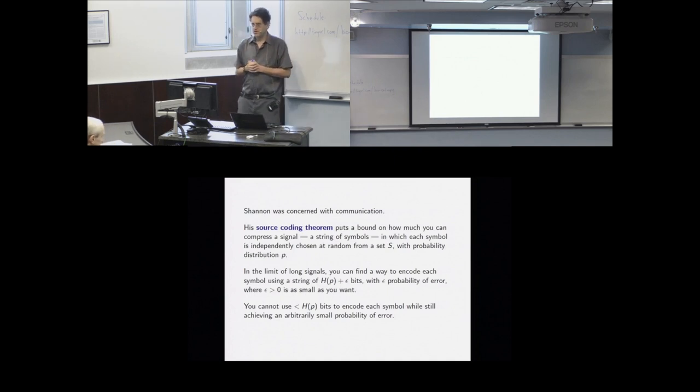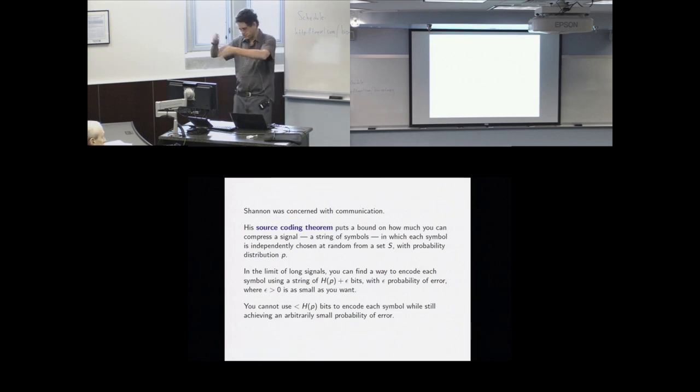One of them is the source coding theorem, which puts a bound on how much you can compress a signal. Think of it as a string of symbols from some chosen alphabet. And suppose that each symbol is independently and identically distributed, so independently chosen at random from the same set S of letters with some fixed probability distribution.